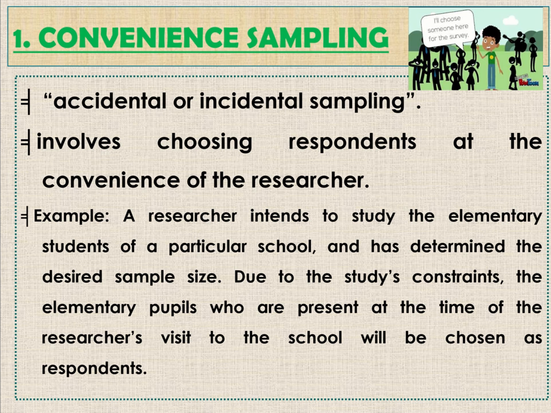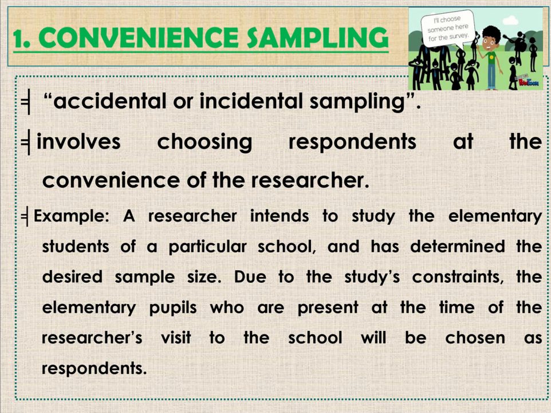First type of non-probability is convenience sampling. Pag convenience sampling, it is called accidental or incidental sampling. And as the name implies, convenience sampling involves choosing respondents at the convenience of the researcher, meaning choosing readily available people or objects for study. Ang advantage ni convenience sampling, saves time and money. Disadvantage niya naman, available subjects might be atypical of the population of interest.